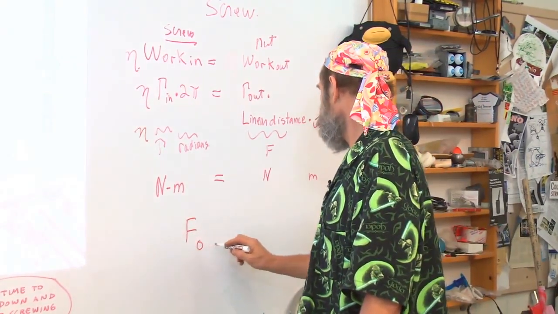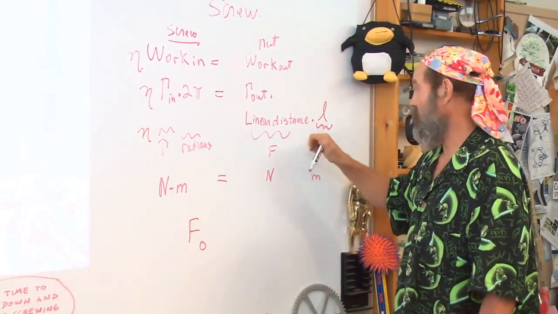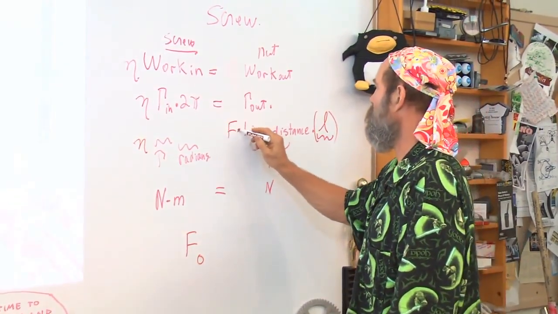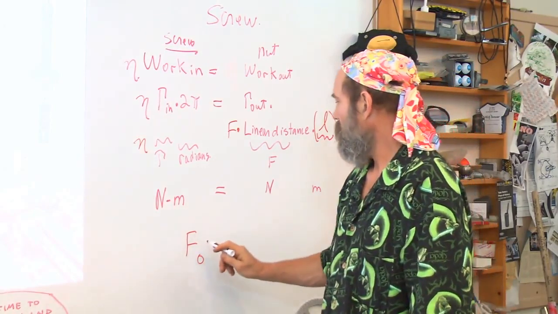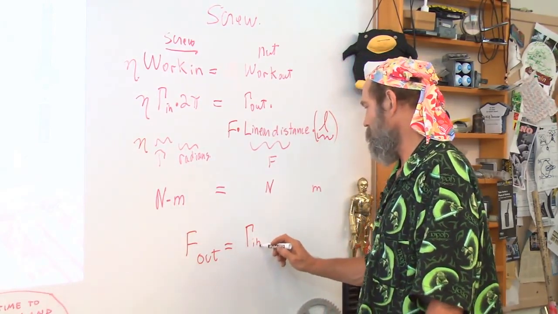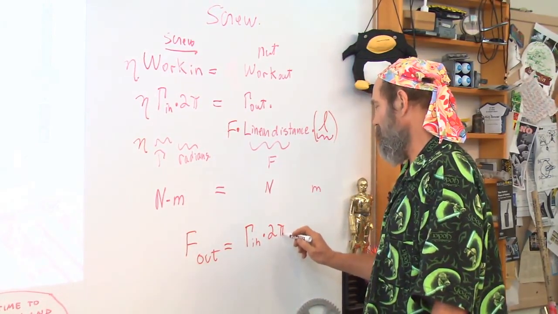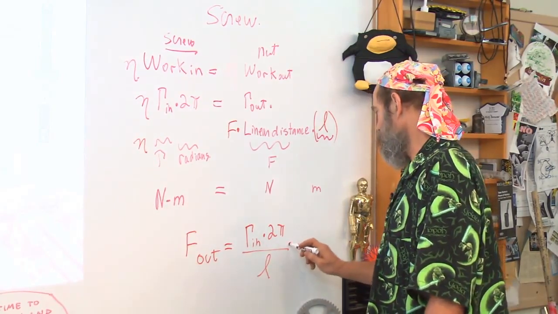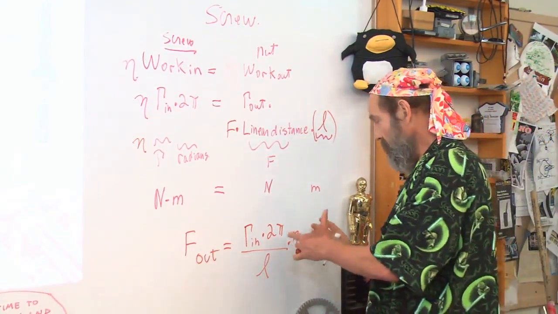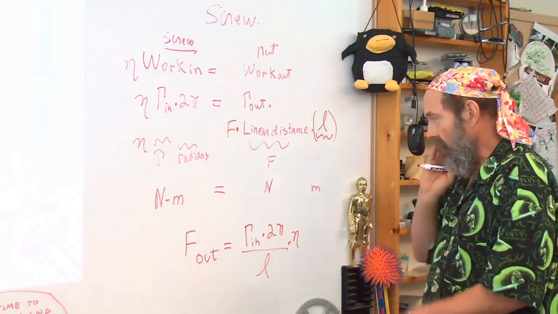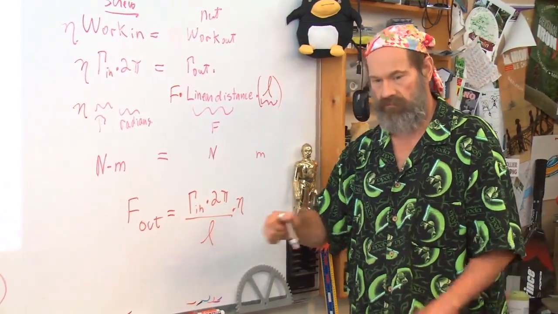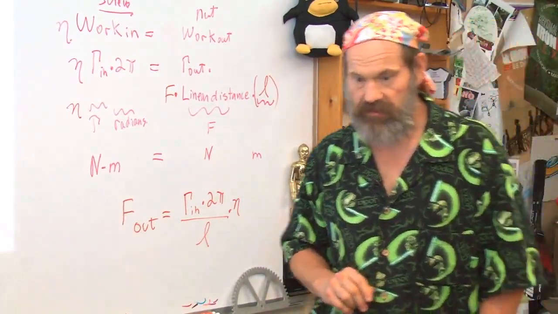So the force, I'm sorry, up here it says linear distance. This should be linear distance is the lead, and the force is the unit. The force out equals the torque in times 2 pi over the lead times the efficiency. Right? What does this tell you as a machine? Wow, if I make this small, I can get a huge force out. Let's test that hypothesis.